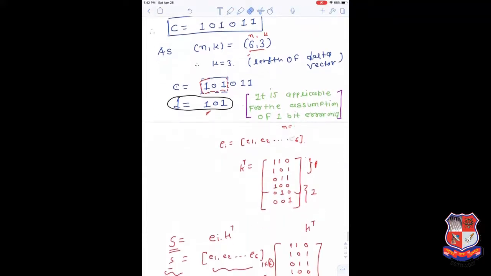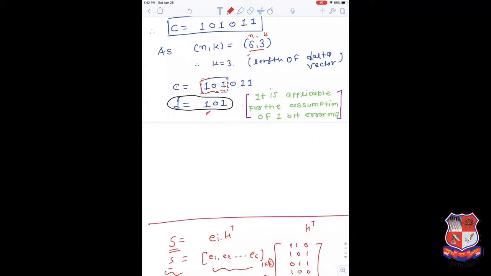So this is one part that we need to understand, and we will conclude this lecture with some advantages and disadvantages of linear block code. This is the encoding and decoding process of linear block code. So what are the merits of linear block code? The merit is the simple design of encoder and decoder.